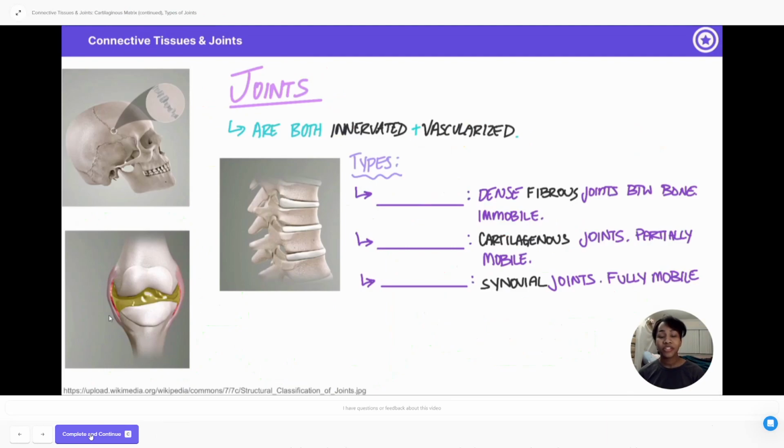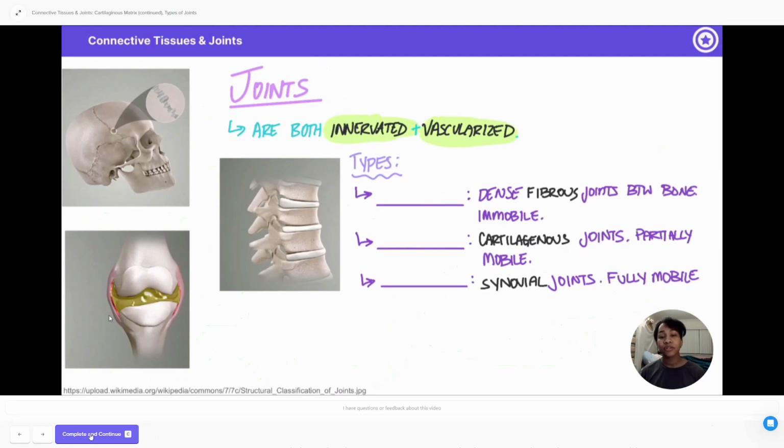So joints are actually a type of connective tissue. If you think about it, joints do connect different bones together, so I guess it's not really that much of a stretch. But unlike cartilage, joints are going to have blood vessels in them, and the ability to have nerves run through them as well.